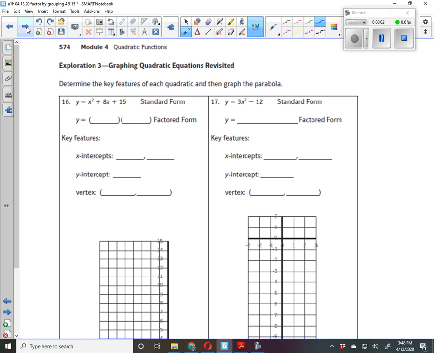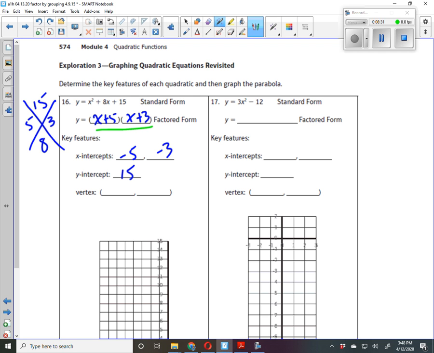Okay, so number 16, factors of 15 that add up to 8 are going to be 5 and 3. So x plus 5, x plus 3. We know the x-intercepts then are negative 5 and negative 3. Y-intercept of 15. The negative 5, negative 3 come from here. The 15 comes from here.